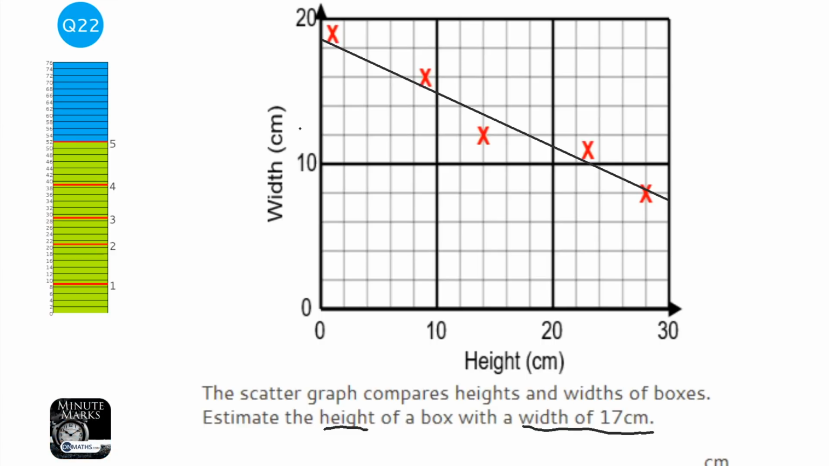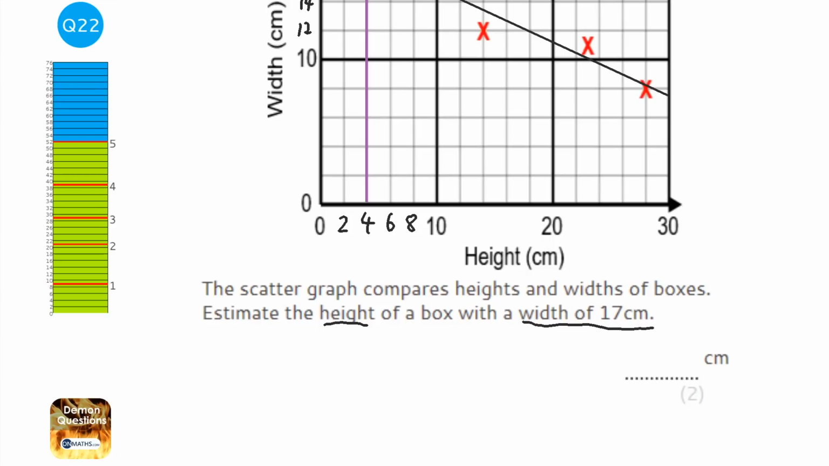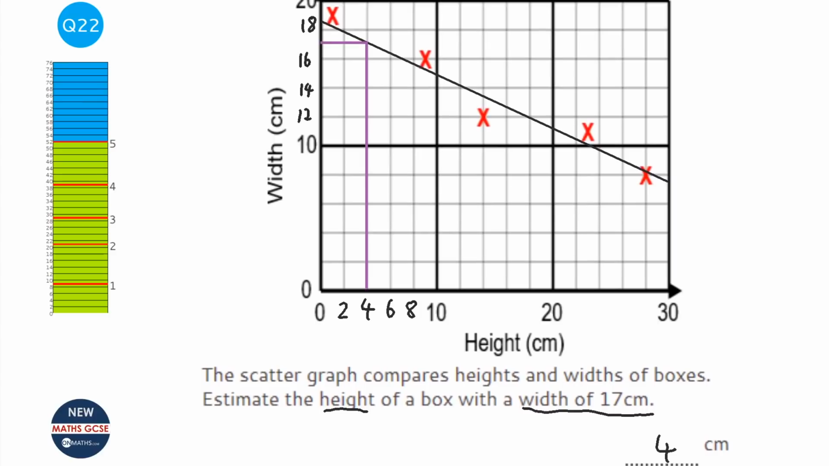So we've got to check the scale first, and it seems like it's going up in twos. Let's just check that. Yep, it's going up in twos. So what I want to do is draw a line across at the width of 17, which will be roughly here. I'm going to stop when it hits the line of best fit, and I'm going to draw a line down, and I'm going to read off what that is. Well, this scale is also going up in twos, I think. Yep, it is. So the estimate of the height would be 4 centimetres.